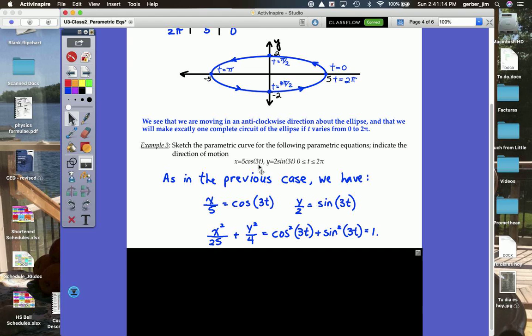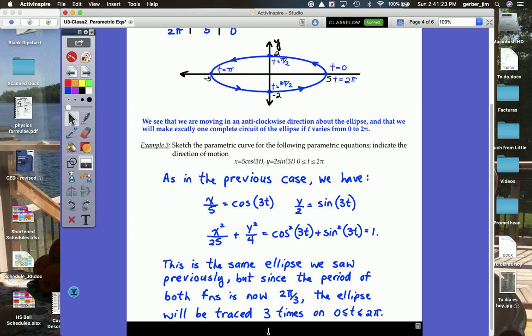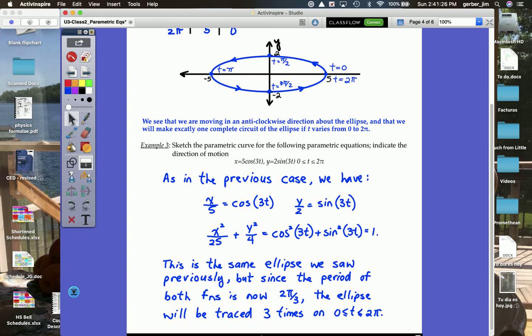The 3 in front of the t gives us a horizontal compression. In other words, we get 3 times as many periods in the same amount of t. And so now, what we have is the exact same ellipse we had before, except it's going to go around 3 times. So we get 3 laps of the same ellipse. If we just look at the graph, it's going to look exactly the same. But if we actually were to plot it out, we would see that we'd start here, we'd go all the way around once, we'd go around again, and we'd go around a third time when t goes from 0 to 2 pi.